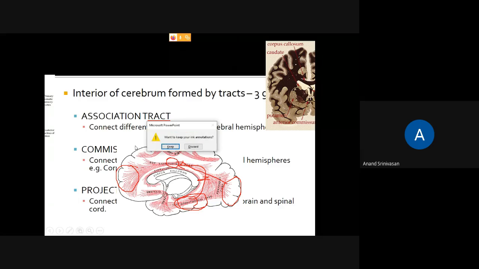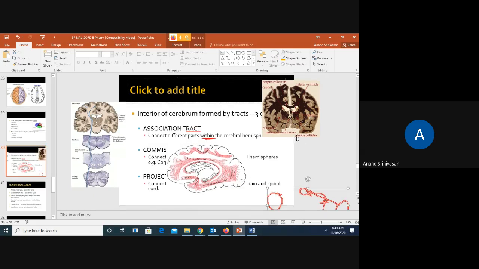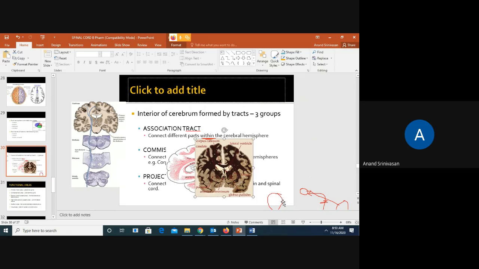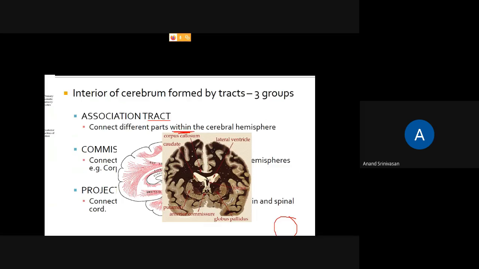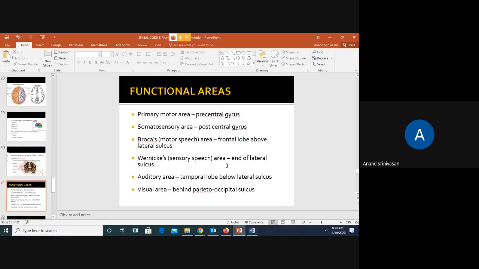All right, coming to the next part, the commissural tract. Why is the commissural tract important? The commissural tract, if you see, they are connecting the different parts.